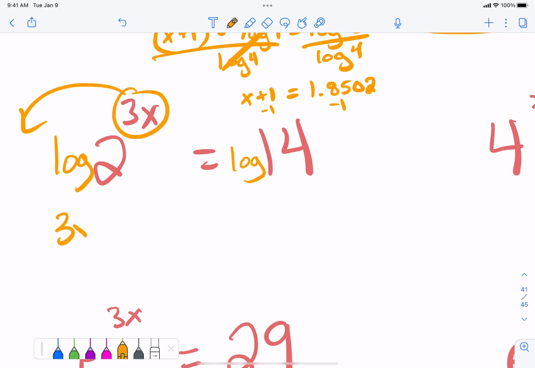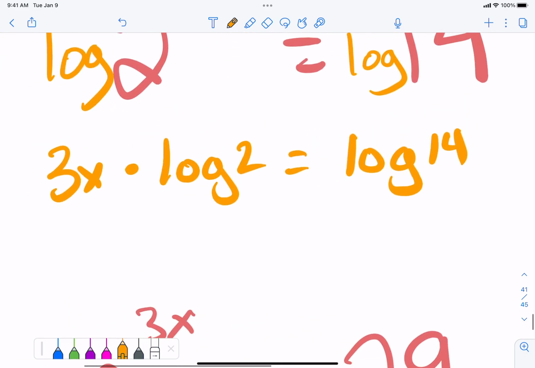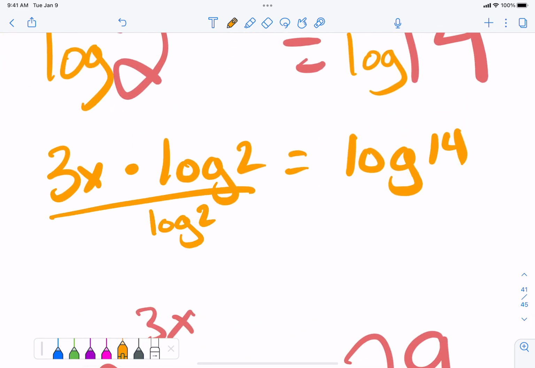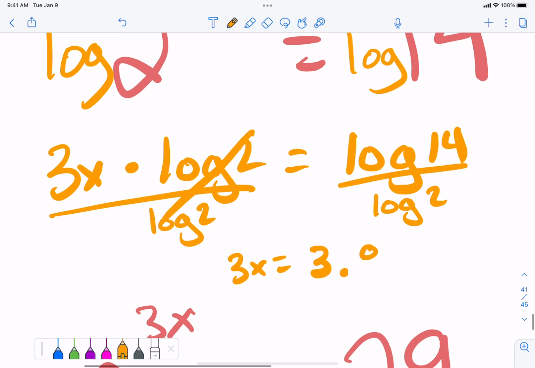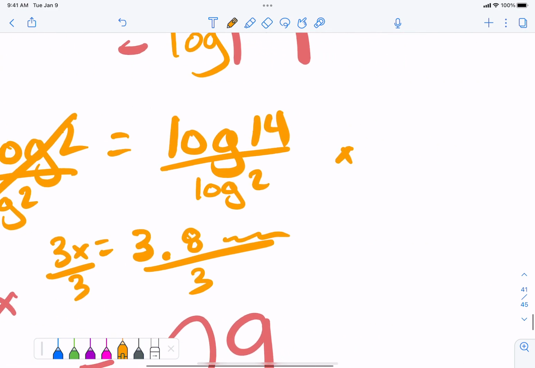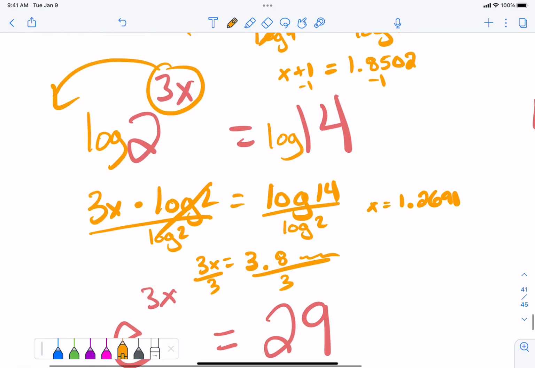3x comes down in front, and we have log 2 equals log 14. Then what do you do? Divide by log 2, right? And that gives me a decimal number. 3x equals, it's like 3 point 8 something, blah, blah, blah. And then you divide by 3, and you get, finally, x equals 1.2691. Yeah, something like that. There you go. Okay, got it?